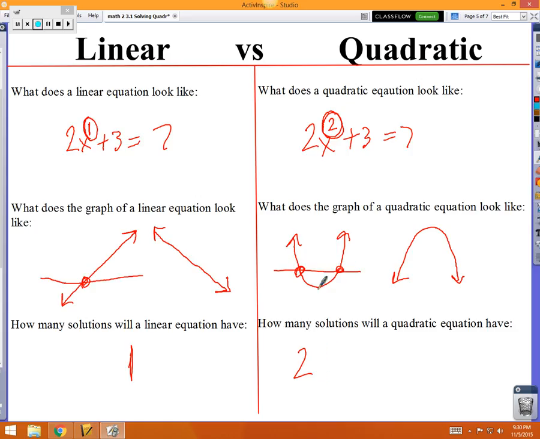I guess if you cross at the vertex, 1 at the vertex, and if you cross below the vertex, there will be no solution. So no solution below the vertex. Or if the vertex is right here and you're crossing above it, then there's going to be no solution. So kind of no solution below or above the vertex.